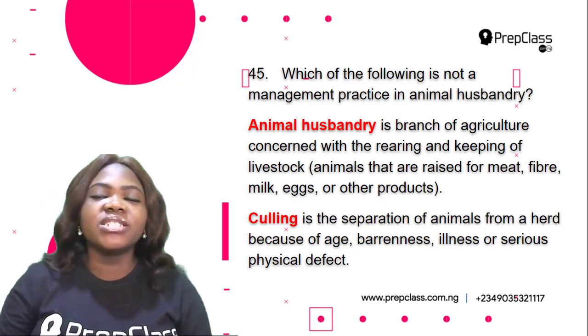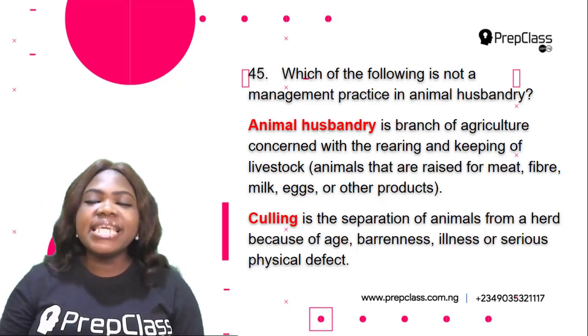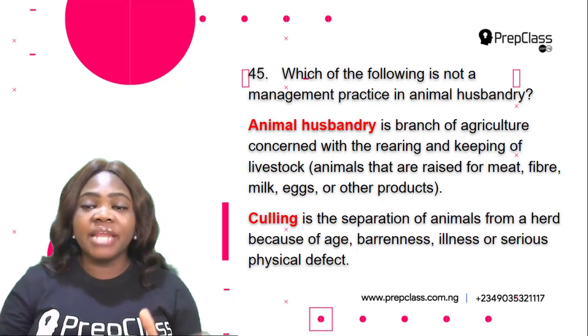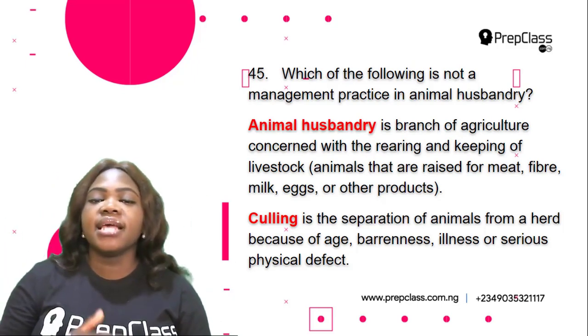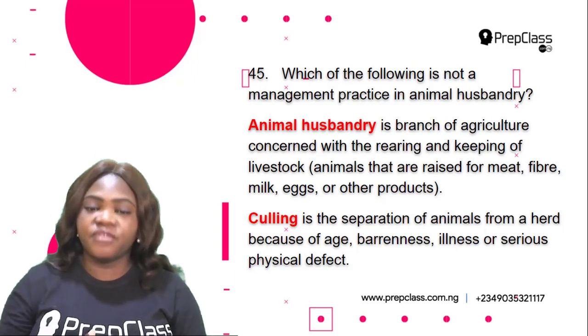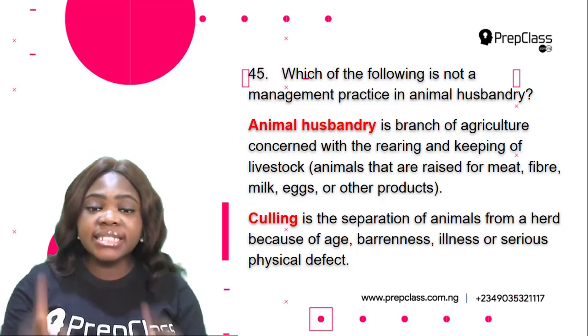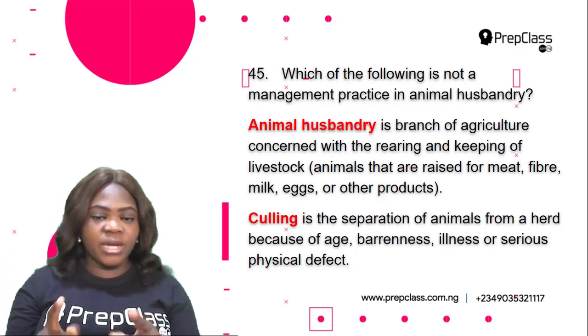Okay, so the first option is culling. Culling is the separation of animals from a herd because of age, barrenness, illness, or serious physical defect. Okay, so this is a practice in animal husbandry.